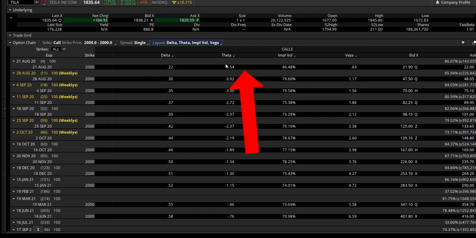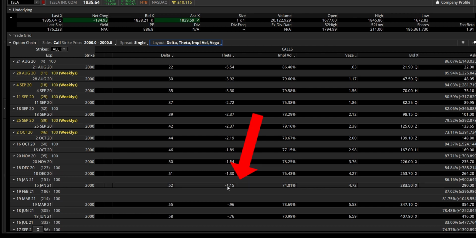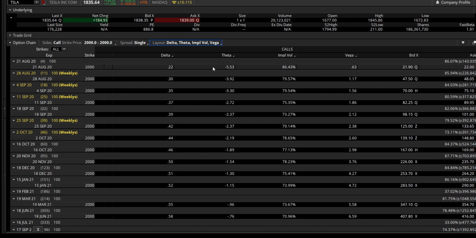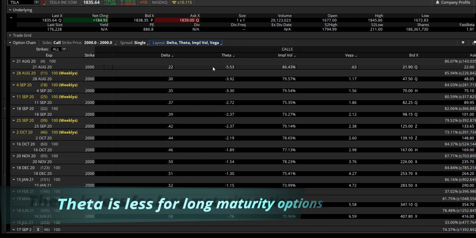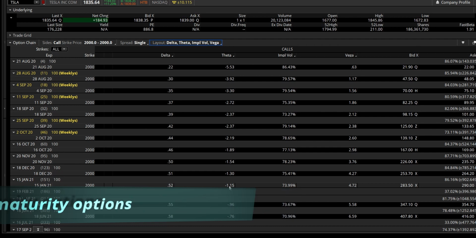What happens if I go out to January? What's my theta decay? Because I still have theta decay because I'm long an option. We go out to January, it's $1.15 when it's longer dated versus shorter dated. So that's all I want you to know. I want you to know that with shorter dated options, the theta decay is 5 times as much as a long dated option. That's all I want you to know.